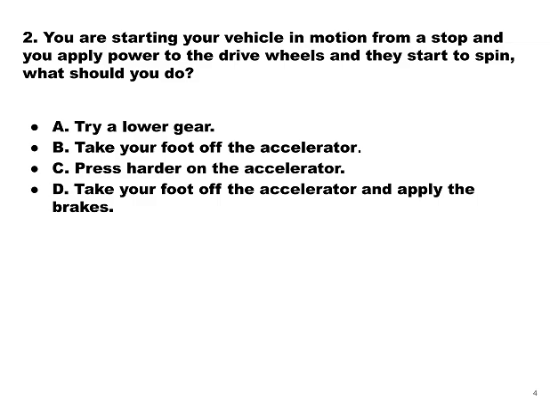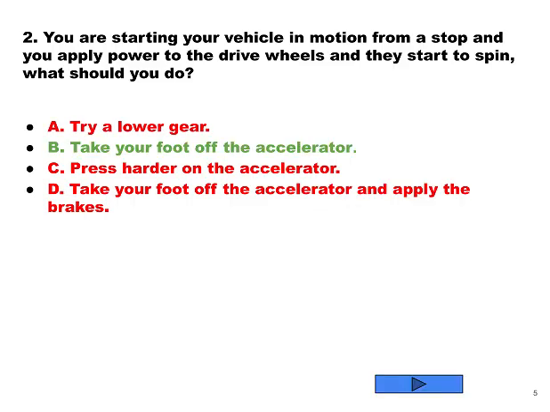You are starting your vehicle in motion from a stop, and you apply power to the drive wheels and they begin to spin. What should you do? A, try a lower gear. B, take your foot off the accelerator. C, press harder on the accelerator. Or D, take your foot off of the accelerator and apply the brakes. The answer is B, take your foot off of the accelerator.